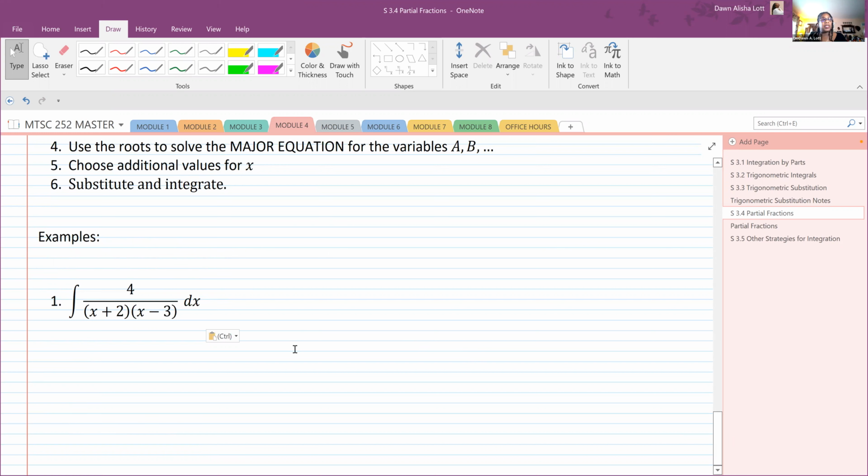So I'm going to take 4 over x plus 2 times x minus 3, and I'm going to split it into A over x plus 2 plus B over x minus 3. Okay, so that was step 1.